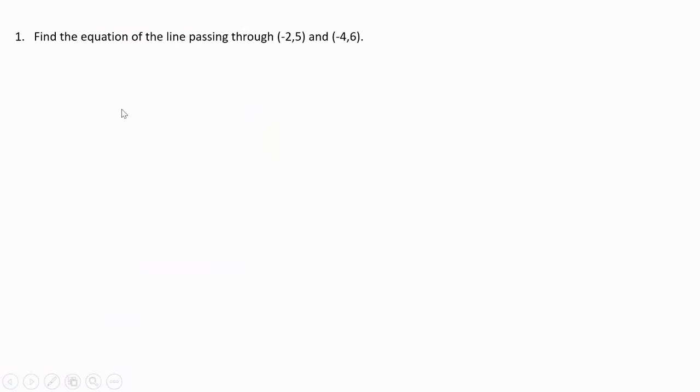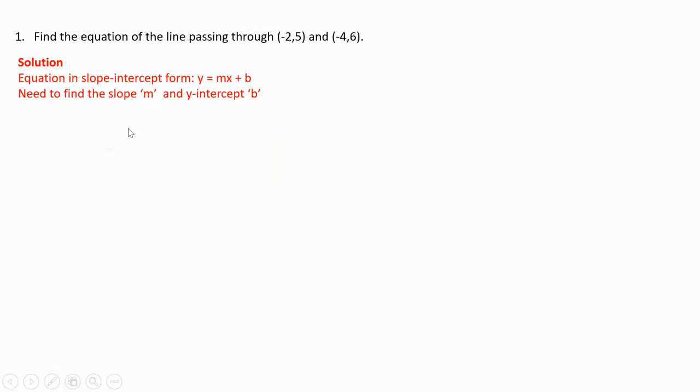The first topic is: find the equation of the line passing through 2 points, negative 2, 5 and negative 4, 6. The objective here is to find the equation in slope-intercept form, which is y equals mx plus b. We need the m, which is my slope, and the b, which is the y-intercept. The slope formula is m equals y sub 2 minus y sub 1 over x sub 2 minus x sub 1. And to find the b, b equals y minus mx.